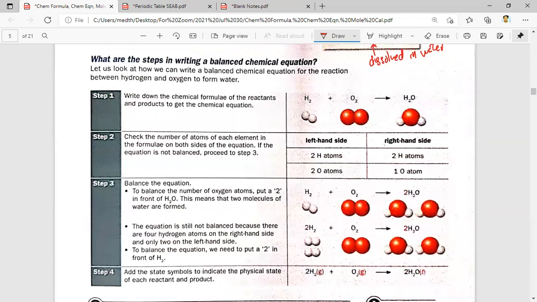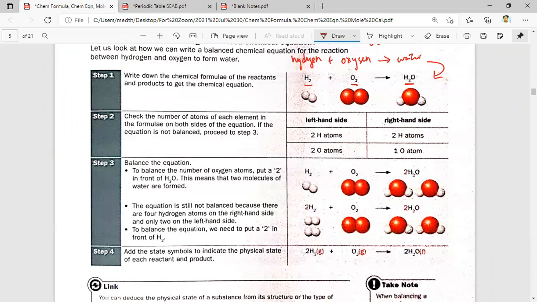So let's go into this. For example, let's focus on balancing first. I have H2 reacting with O2. I know hydrogen plus oxygen gives me water. That's why I write H2 plus O2 gives me H2O. So from the word equation, I convert to the chemical equation. Once I convert the word equation to the chemical equation, then I start to balance.